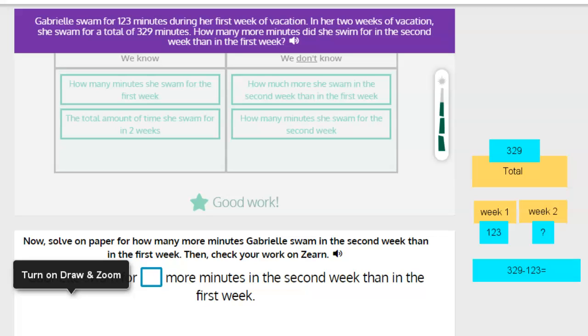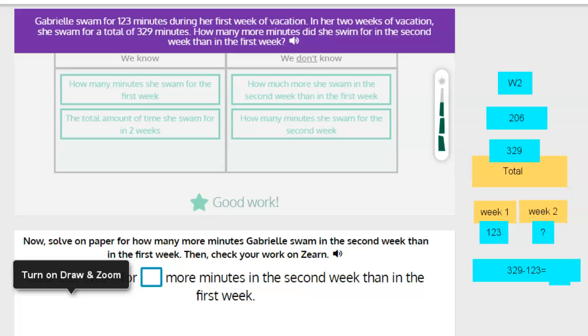Great. 329 minus 123 gives us a value of 206 minutes. So now we know that Gabrielle swam for 206 minutes in the second week. Great work. But have we actually answered the big question at the end? How many more minutes did she swim for in the second week than she did in the first week? No, we haven't. So let's move on to the second step of this problem.